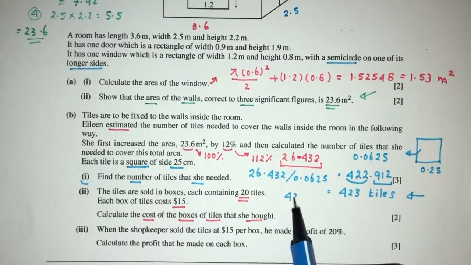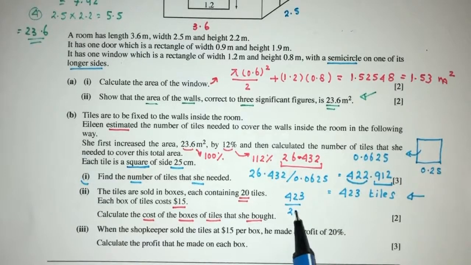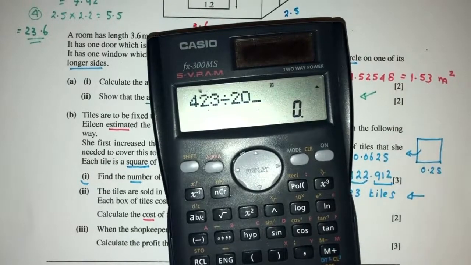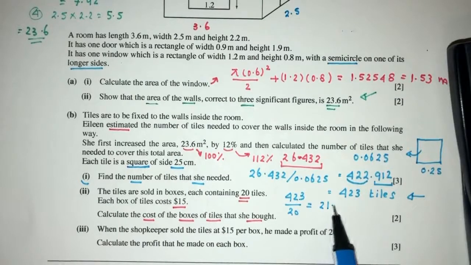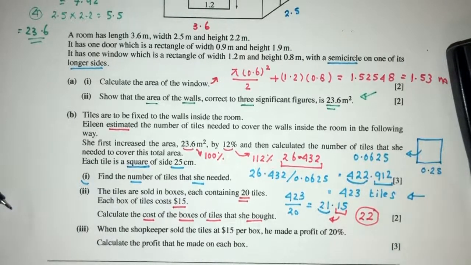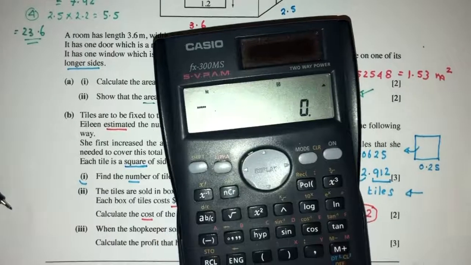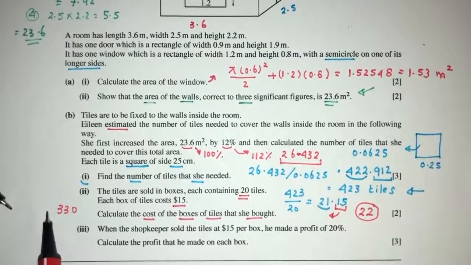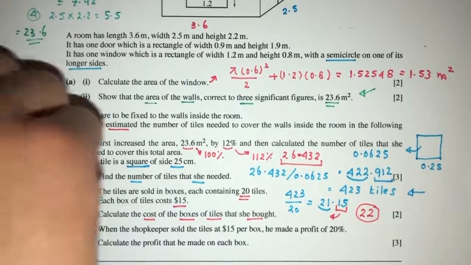So we have this many tiles. Since in one box there's 20 tiles, let's see how many boxes we need. So 423 divided by 20, that is 21.15. So we will take 21 boxes. However, we will also take another box because we cannot buy 0.15 of a box. So we will take 22 boxes in total. Now since one box is $15, 22 times 15 has to be 330. So the cost will be $330 in total that she will pay.